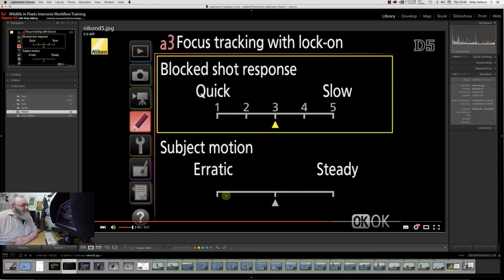They've put this subject motion, erratic and steady, on as well, which is a little bit like Canon's accel decel tracking. But as you can see, it's only got 3 points of adjustment where the Canon's got 5, and so it's not quite as tailorable. But we're still missing the auto point switching.